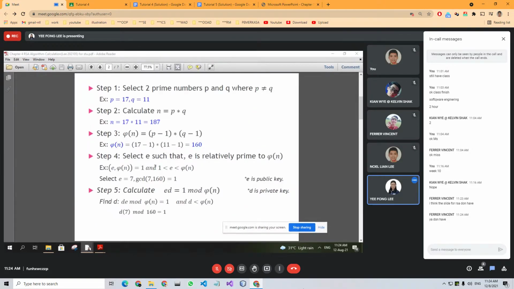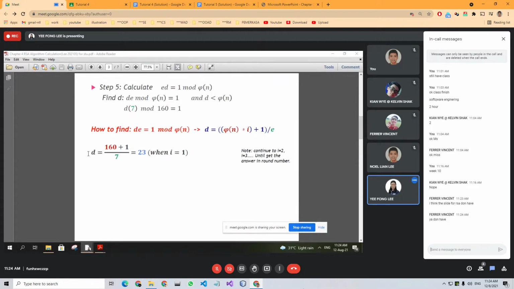This one, no problem. This part. This one mentioned when we want to find the D, right? We need to replace the formula, the formula I provided. If let's say the answer here is a decimal, then we have to proceed until we get a round number.